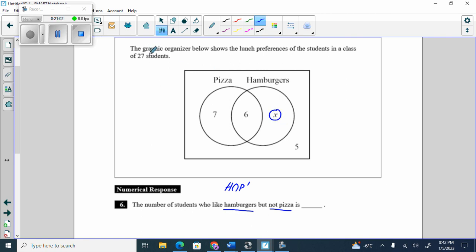All right, so there are 27 students total. So if I take 27 and I subtract off the 7 who like pizza only, and I subtract off the 6 who like both pizza and hamburgers, and I subtract off the 5 who like neither of those, I'm going to get 9 who like hamburgers only.